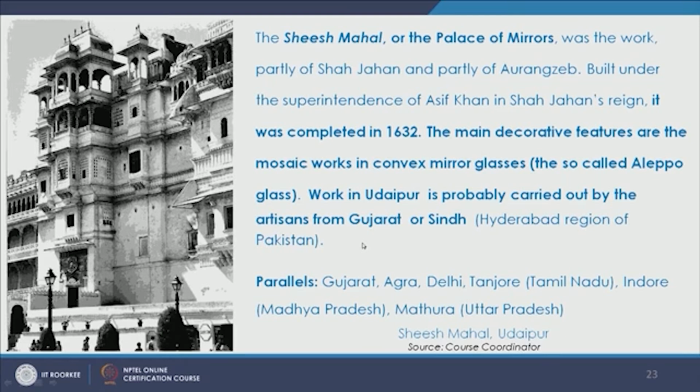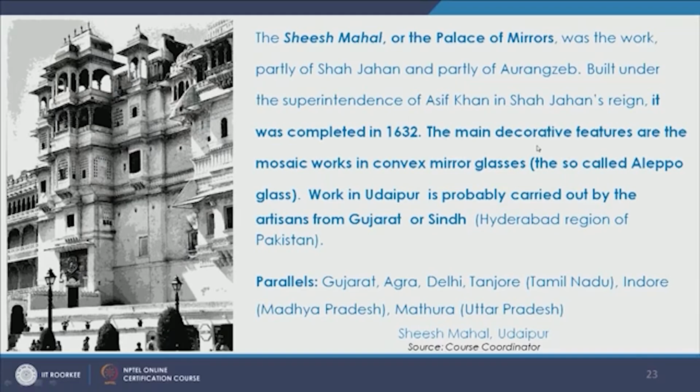The main decorative features are the mosaic works in convex mirror glasses, and they were called Aleppo glass. So we see already some kind of influence of glass work on the City Palace Udaipur, but before the glass came in, it was majorly the mirror work that it was famous for. And the mirror work of Rajasthan in local parlance is called Thikri Kam. There are several stories associated to why it got the name Thikri Kam, but just restricting to what it is mostly called, it is called Thikri Kam.